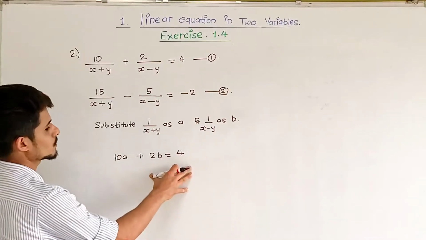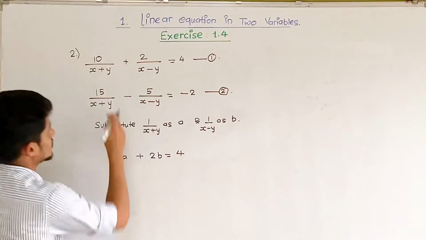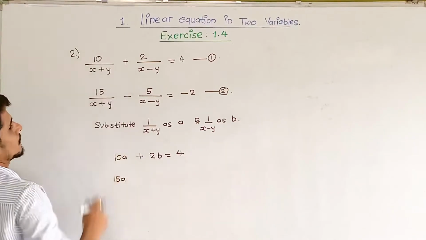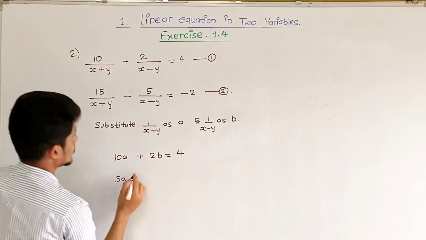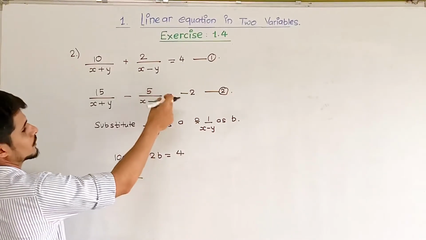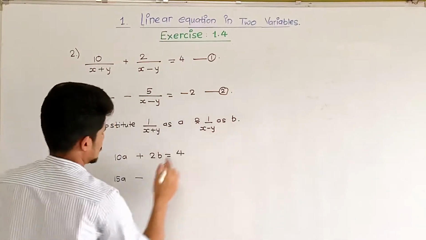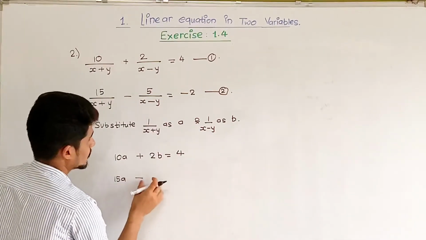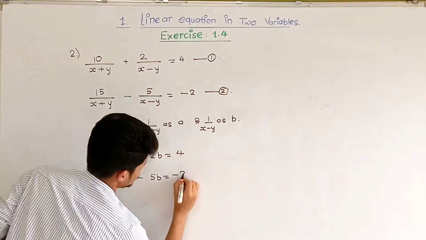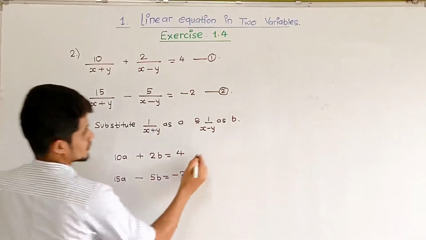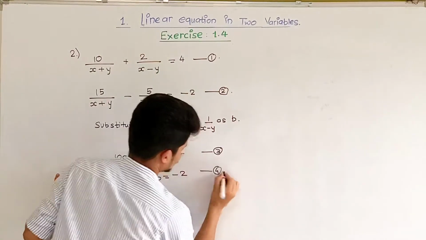Similarly, equation 2 will become 15a, that is 15 into 1 by x plus y. 1 by x plus y is a. So 15a minus 5 into 1 by x minus y. 1 by x minus y is b. So 15a minus 5b is equal to minus 2. So these are equation 3 and equation 4.